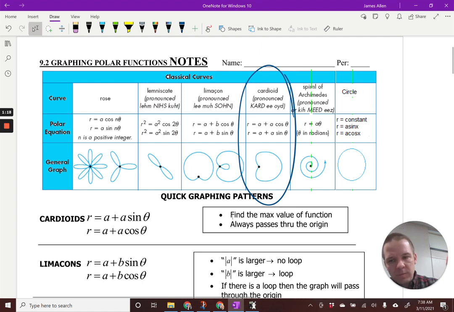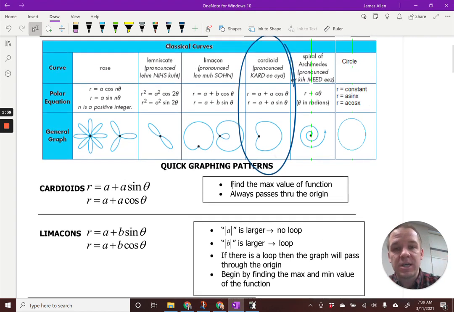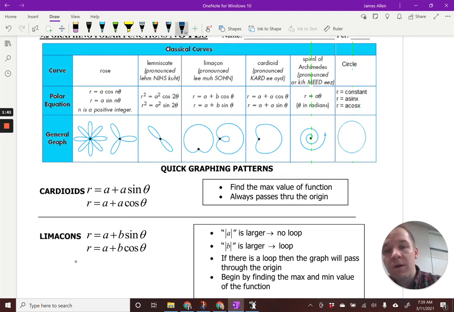All right. So there's a couple things about cardioids. Then our limaçons, right? You need to say it like that. All right. So when the absolute value of A is larger, there is no loop. When the absolute value of B is the larger one, then there is a loop, okay? Because the A and the B values could be negative, all right? So as you can see here in the limaçons, we've got one with the loop and one without the loop, okay? If there is a loop, then it's going to pass through the origin, right? If there's not a loop, it won't.